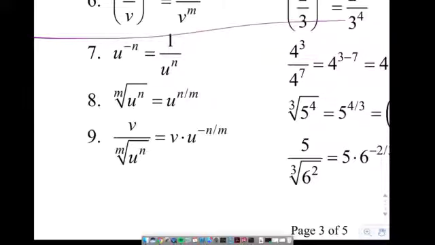A fractional exponent is a root in disguise, or a radical in disguise. The denominator is the root index. And then here was what I said my goal for you should be.